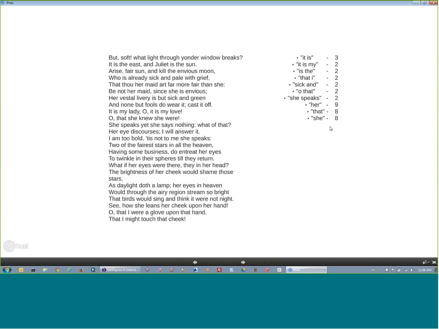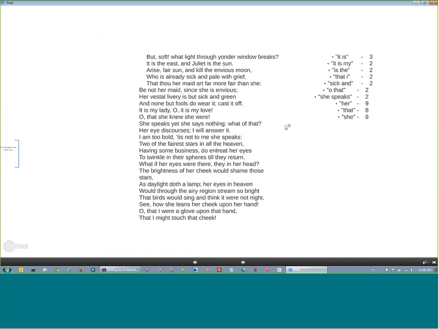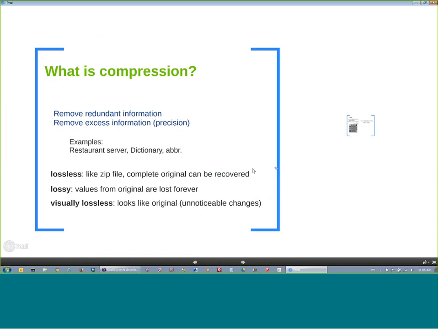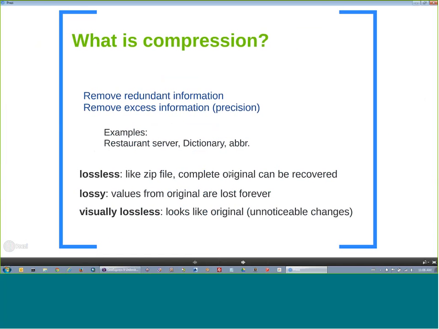we're going to have lots of repetition. So the word "her" is repeated 9 times. Well, we could replace that with 1 character instead of the 3 that you see there. And "she" is repeated 8 times. Phrases are repeated multiple times. So in larger works as well, you get a lot better compression by replacing repeated redundant information with smaller characters.